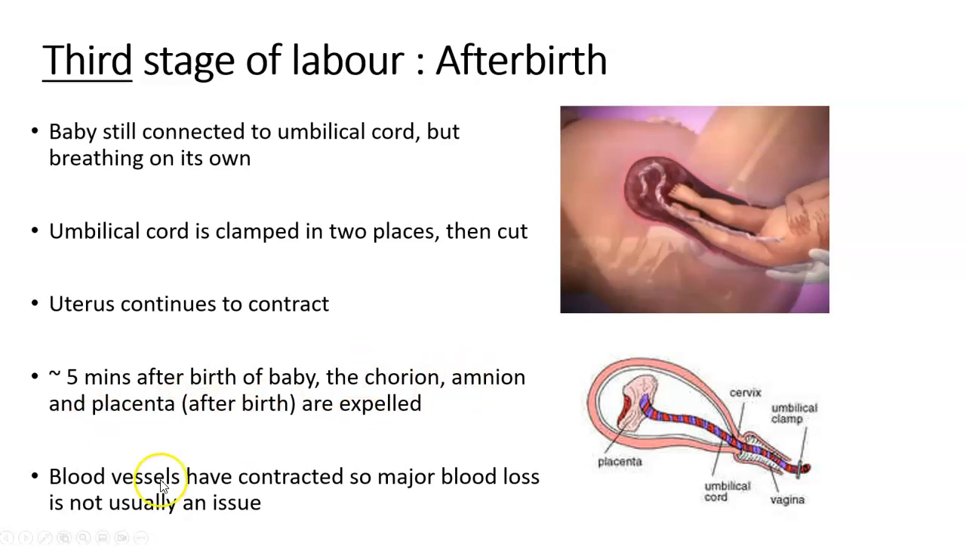Now, anywhere between 5 minutes and half an hour, the chorion, amnion, and the placenta will be expelled. So the blood vessels that were supplying the placenta will contract, so there's no major blood loss there, but the placenta can't just be surgically removed under natural circumstances. It will just unattach naturally.